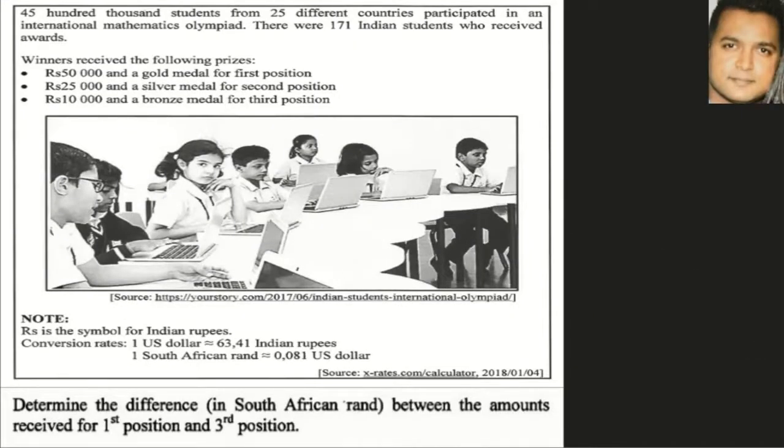Determine the difference in South African rand between the amounts received for first position and third position. Now it's important that you remember that you need to do three things in this particular question. Firstly, you need to find out the South African rand. You need to do the exchange rate for the first position amount, and the third position amount, that's step 2, and step 3 would be the difference between these two numbers.